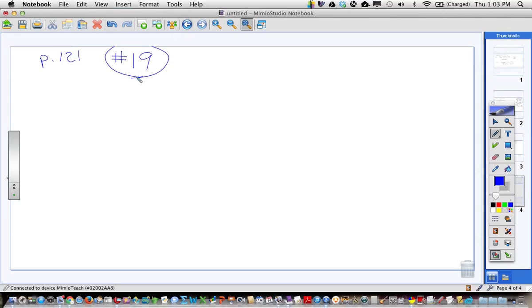It doesn't really matter what it is. So this is number 19 on page 121. This is chart stuff. If you read the question, they give you a function f, x cubed plus 5. They ask us where f is increasing, where f is decreasing, where f has a local max, and where it has a local min. That's all stuff right off the chart.